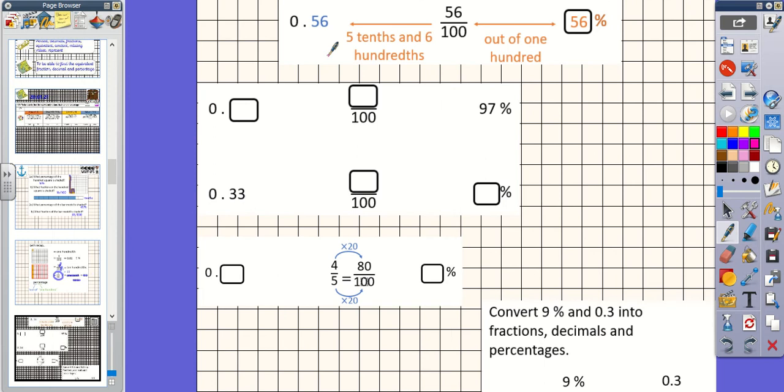Okay, so here we have got a conversion line for you to see. So we've got this fraction here, 56 hundredths. Okay, so we've got 56 out of 100, so straight away we can find the percentage, which is 56%. Now to find the decimal, we know that 100 has got 2 zeros. So after our decimal point, we need to put 2 numbers, and luckily our numerator just there is 56. So as a decimal, we have got 0.56, 5/10 and 6/100.